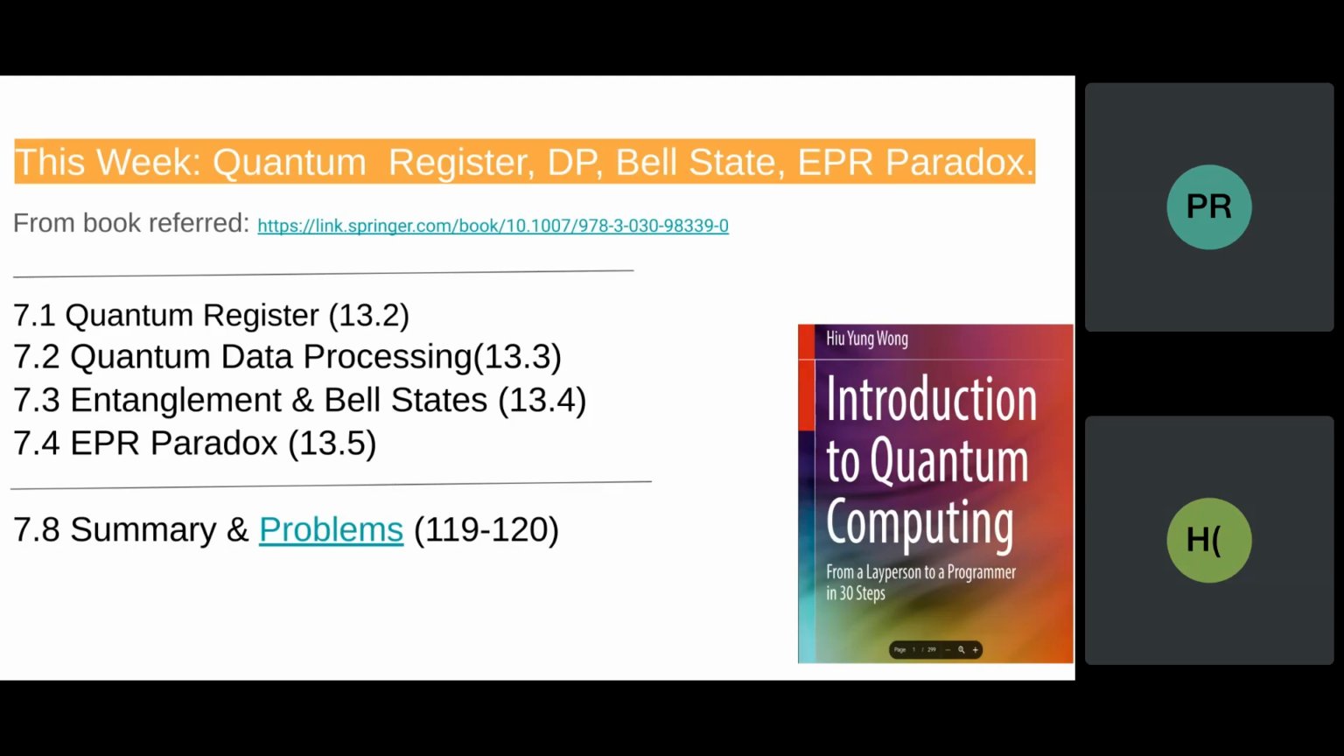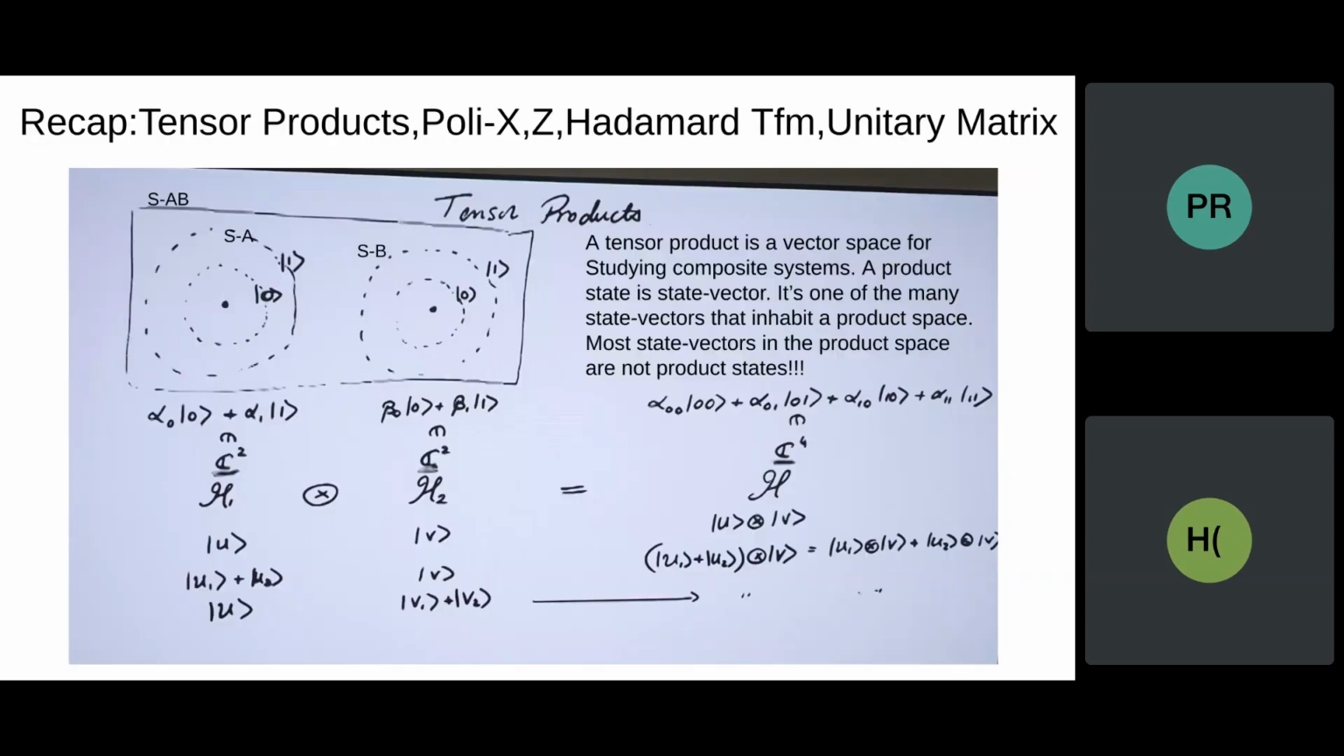This week we will cover quantum register, quantum data processing, entanglement and Bell states, and the EPR paradox. Part 2 will be taken later. At this time, I will just leave it at that. Okay. Now, let's start recapping first.